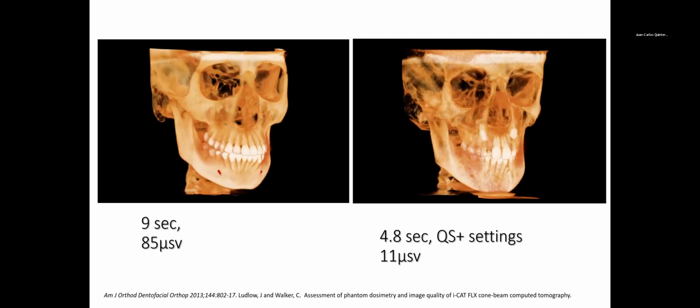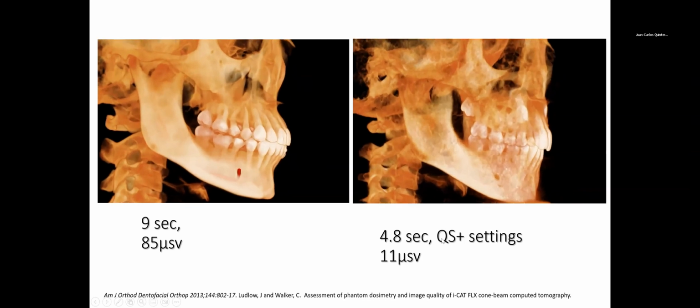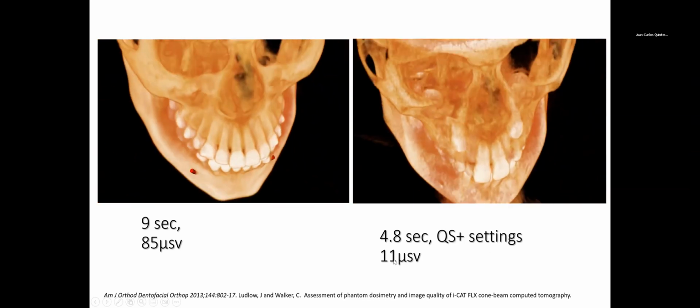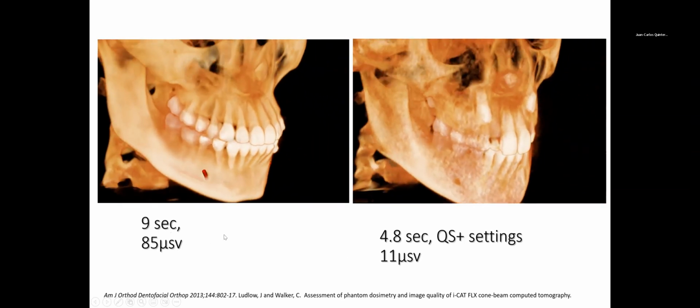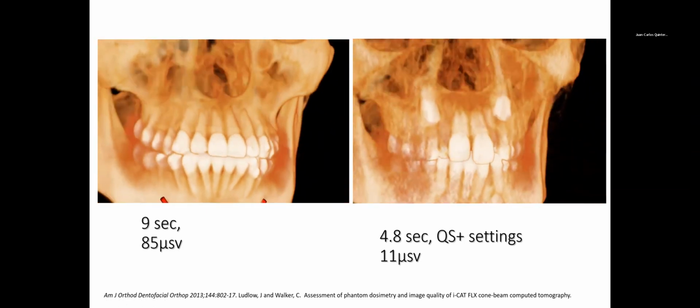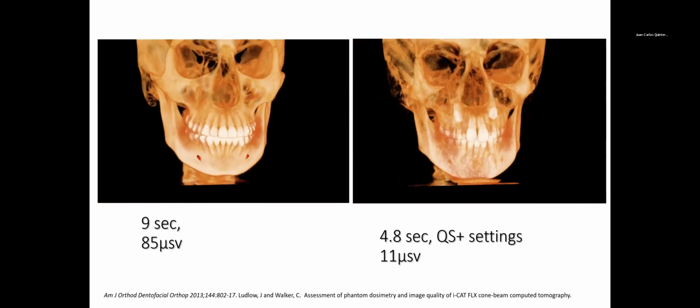I was really excited about this because we see children, right? So ICAT Flex was able to engineer low dose, okay, at 4.8 seconds. You have to use the QS plus settings at 11 microsieverts of exposure compared to the 85 microsieverts at 9 seconds, okay? Clearly, there's a difference in clarity, right? Obviously, there is a sacrifice in the image quality, right?